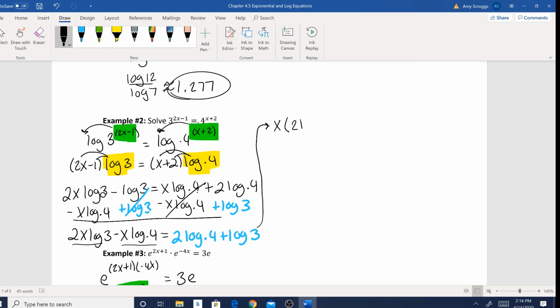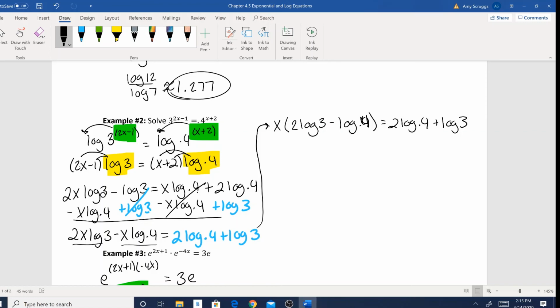it's going to leave me with 2 log 3 minus log 0.4. That's a 4, not a 9. Okay, and that's going to equal all of this crazy stuff that we still have going on over here on the right. Okay, we're almost there.